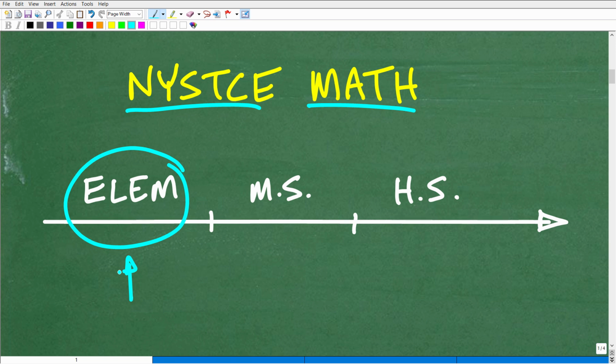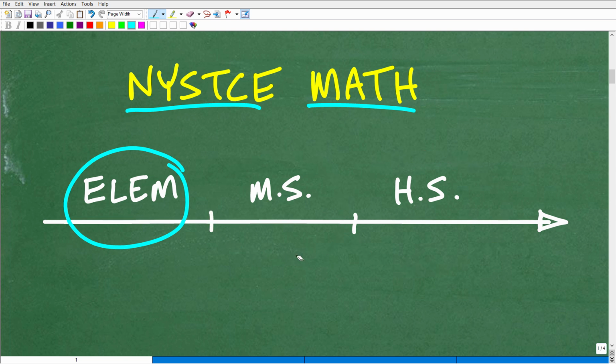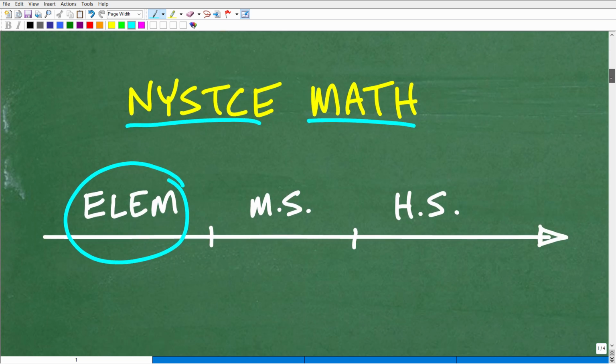Now, you might be saying, well, what are you talking about? Well, you definitely need to know your arithmetic and elementary level mathematics. However, a lot of people are surprised that you're also going to need to know a good bit of math from middle school and high school. So if math is not your thing, well, you need to make it your thing in order to pass these certification exams.